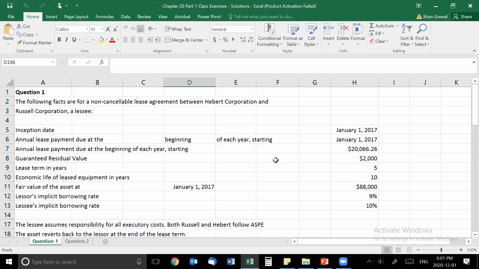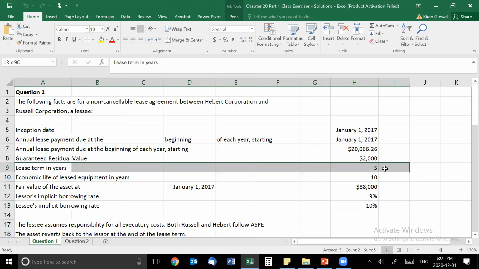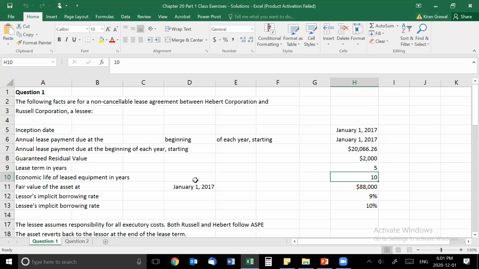There's annual lease payments due at the beginning of each year. The annual lease payment is $20,066. We have a guaranteed residual value in this case of $2,000. Lease term is 5 years. Economic life is 10. Fair value is 88,000. Lessor's borrowing rate, lessee's borrowing rate, 9 and 10%.